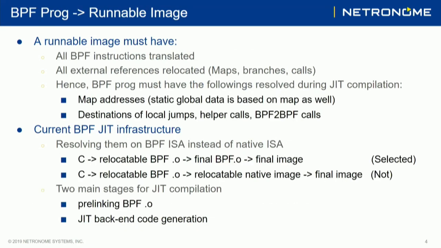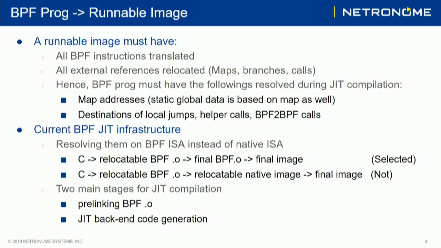So first, how is a BPF program turned into a runnable image? A runnable image must have all the instructions translated and all the external references relocated. For a BPF program, these are mostly maps, static global data, and branches and calls to helpers and BPF calls. Hence, as mentioned, these need to be relocated. The current BPF JIT infrastructure achieves this by turning the C into relocatable BPF object, which contains BPF ISA, and we do the linking on the BPF ISA. Then the fully relocated BPF image is fed to the JIT backends, which generate the final image. So the relocation generally does not happen on the native image, it happens on the BPF ISA.